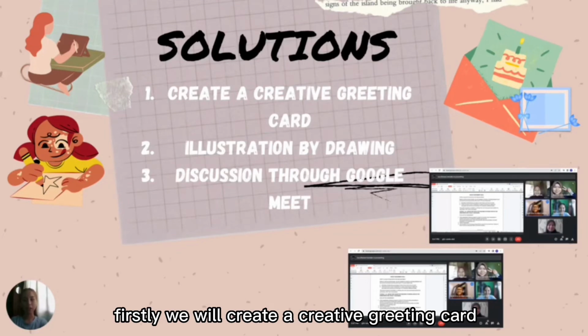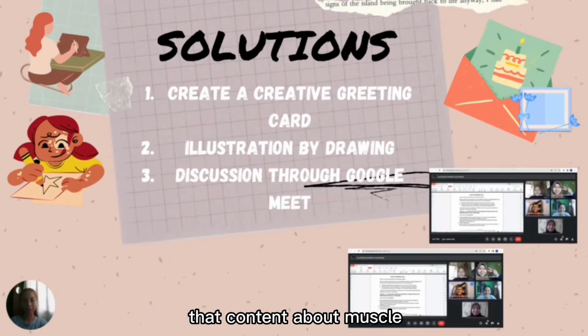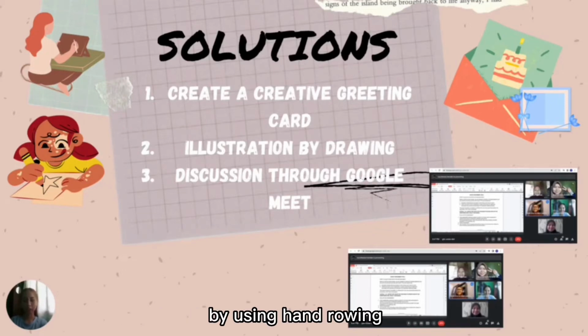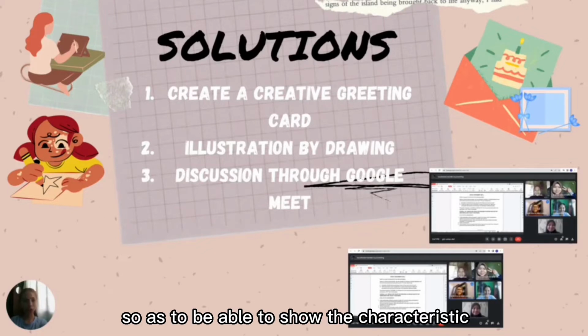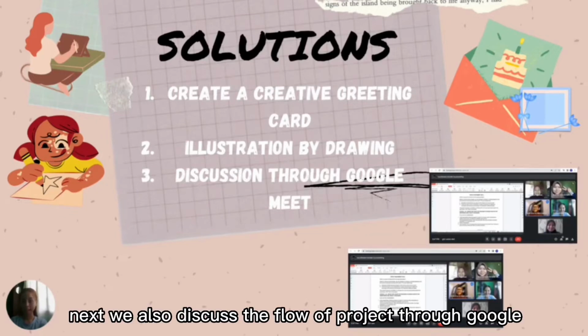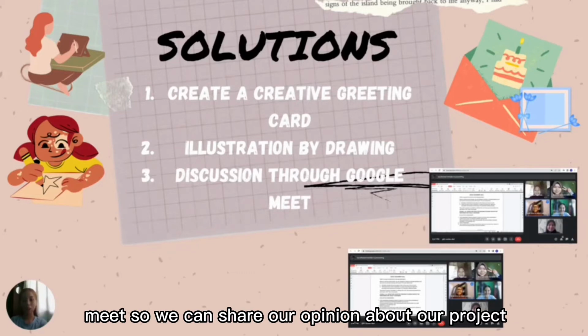There are three solutions that we used to solve our problems while doing this project. Firstly, we created a creative greeting card about muscle to attract the children to read and to know about it. Secondly, we illustrated the cells by hand drawing so as to be able to show the characteristics of each cell. Next, we also discussed the flow of the project through Google Meet so we could share our opinions about our project.